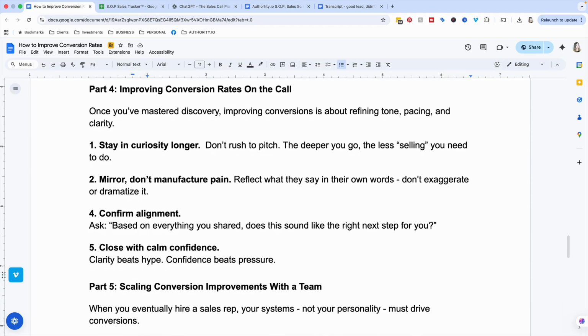So improving conversion rates on the call. Once you've mastered discovery, improving conversions is about refining tone, pacing, and clarity. So you want to stay in curiosity longer. Do not rush to pitch. Please, that will crush your conversion rate. The deeper you go, the less selling you need to do, okay? Because they will sell themselves.